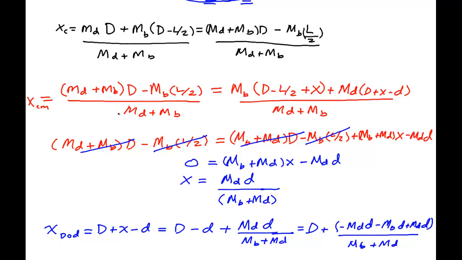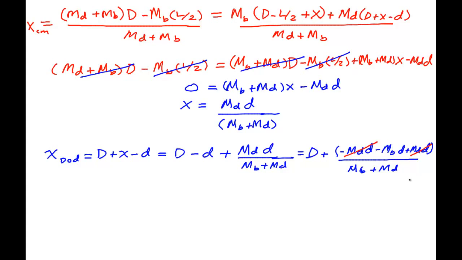And again, we see some things cancel. This cancels the mass of the dog here. And so we get that the distance of the dog is equal to d minus the mass of the boat over the total mass times the distance the dog walked.